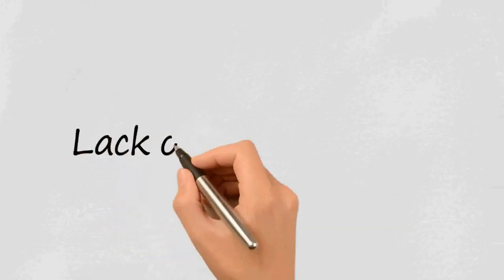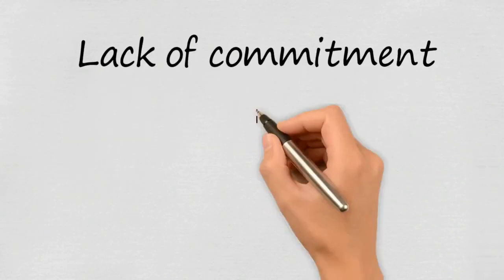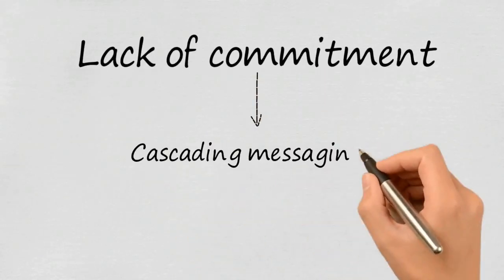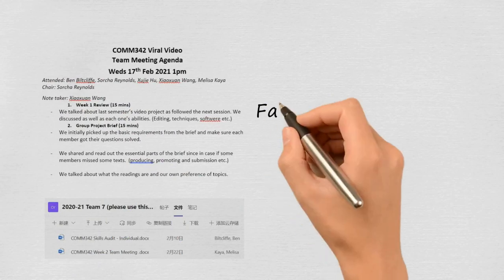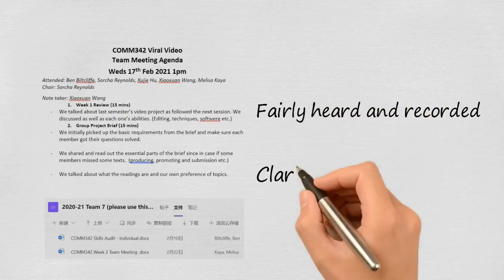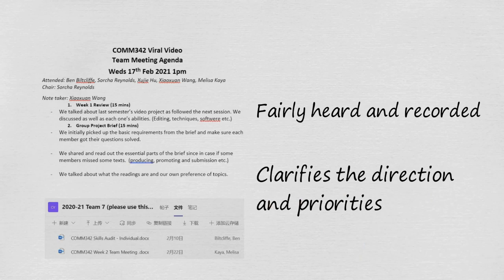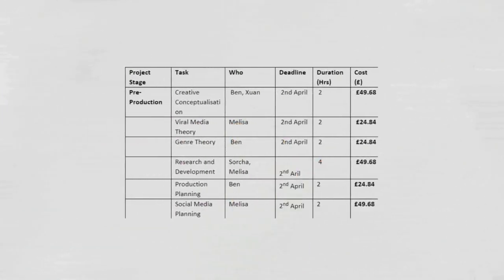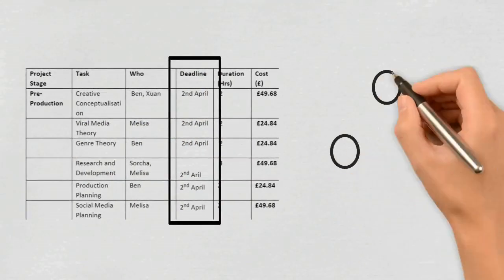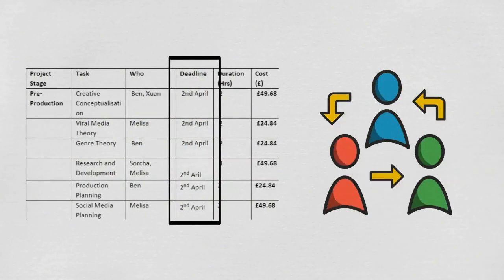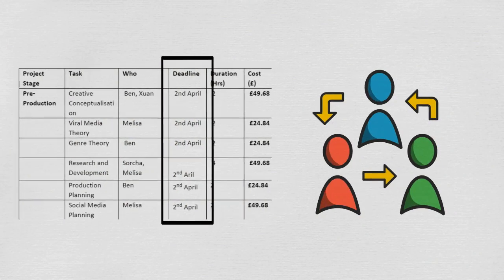In order to overcome the lack of commitment, our team used the method of cascading messaging and setting a deadline. In particular, during the team meetings, we took turns recording our discussion and uploading the summary to Teams. It ensures that the opinions of all members are fairly heard and recorded, and clarifies the direction and priorities of following work. During the division of labor, we set deadlines for each step. Members remind each other before the deadline to avoid spending too much time and effort on a particular process.